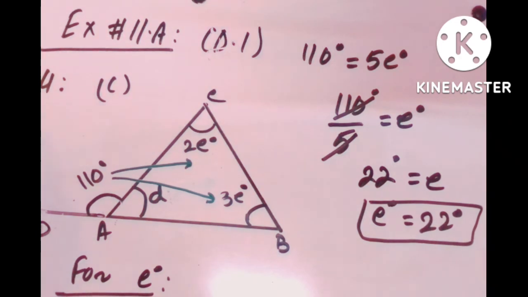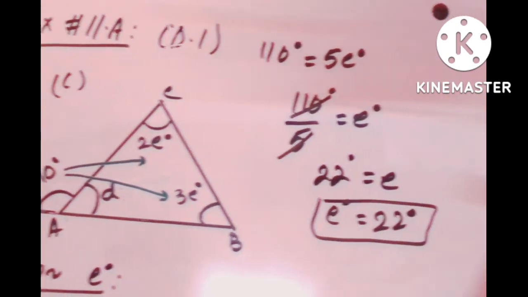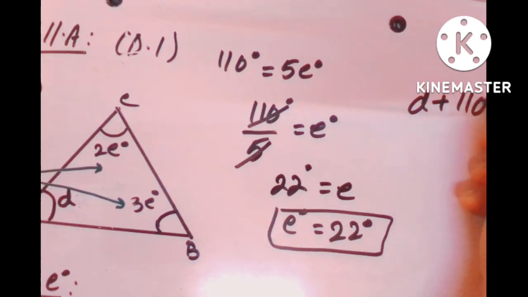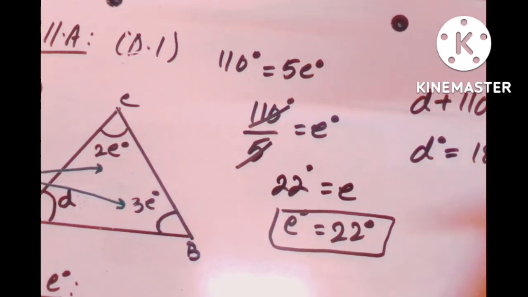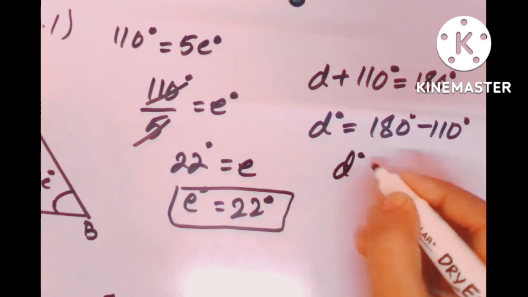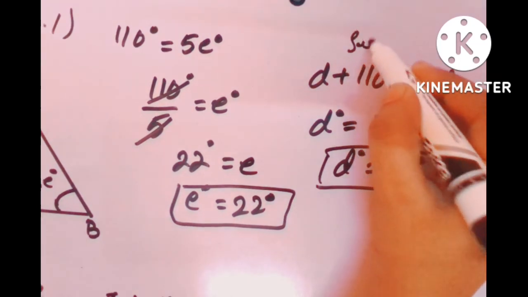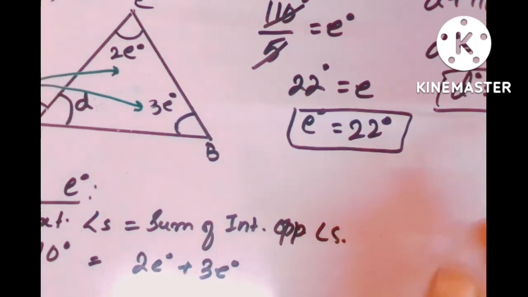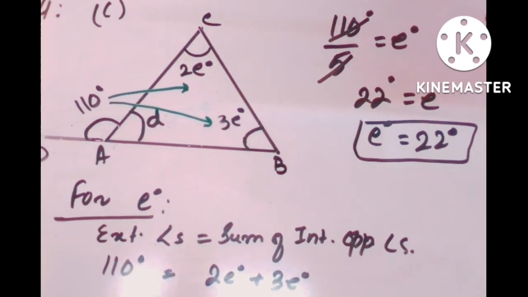Then after E, which is basically the interior angle, D can be found very simply, similar to the previous method: D plus 110 degree is equal to 180 degree. Just shift it to the other side, it will be 180 degree minus 110 degree, which is 70 degree. So these are the two methods. We used the supplementary angle method here, and here we used the method of the interior and the exterior angle. So these are the two methods that we use to find the value of E and D.